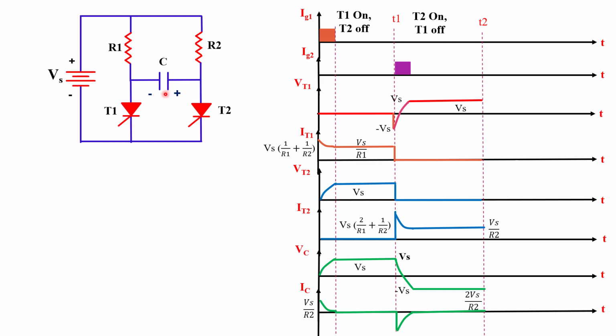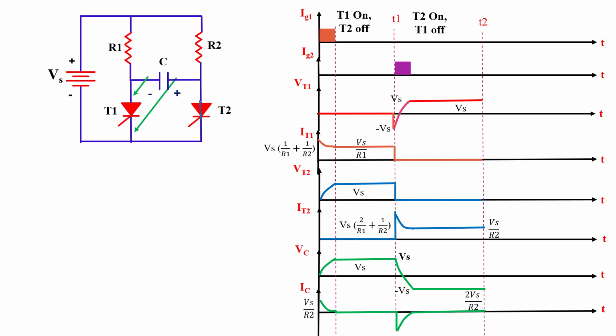When the capacitor is charged with plus Vs voltage, this polarity of the capacitor will turn off the T1 thyristor, because the negative of the capacitor is connected to the anode of the T1 thyristor, and this will make T1 turn off. Now we apply a gate triggering pulse to thyristor T2, and T2 gets turned on. When T2 gets turned on, it behaves like a closed switch.